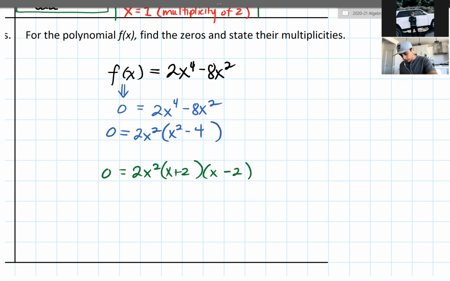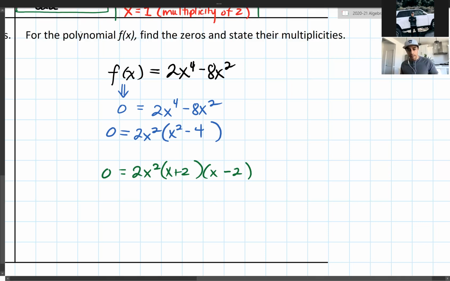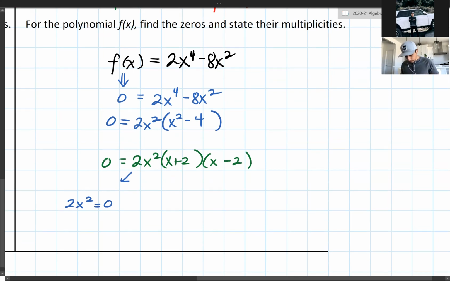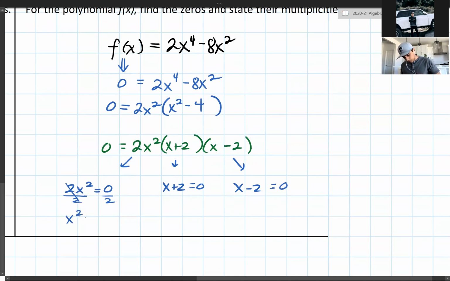All right, so let's see. Start splitting it. All right, we have 2x squared is equal to 0. We have x plus 2 is equal to 0. And then you have x minus 2 equal to 0. When you're solving the first one, 2x squared equals 0, you're trying to get x by itself first. So you should divide both sides by 2. X squared equals 0.